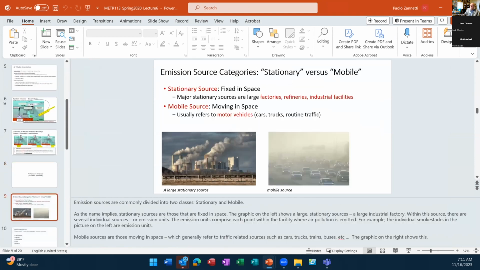I already showed you these slides before. So let's give you some terminology. There are stationary sources that are fixed in space like a stack. And there are mobile sources that move in space like automobiles. First important definition.